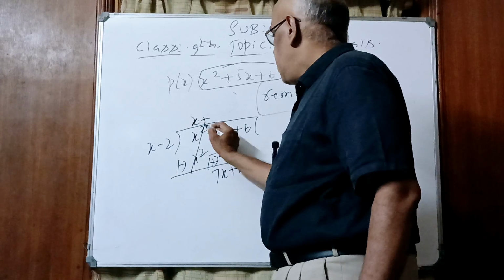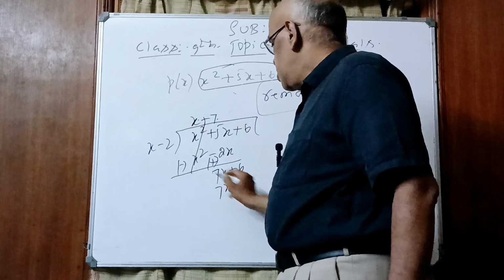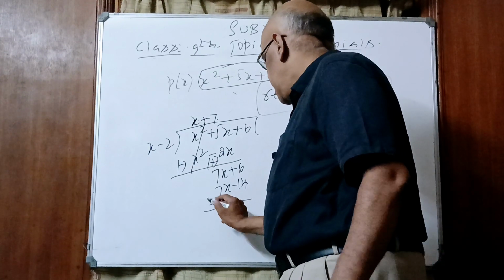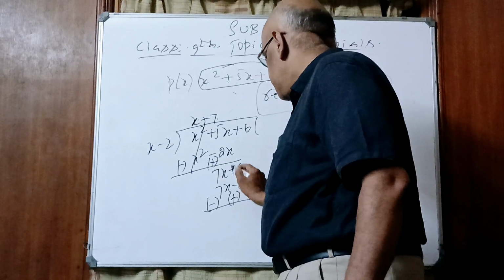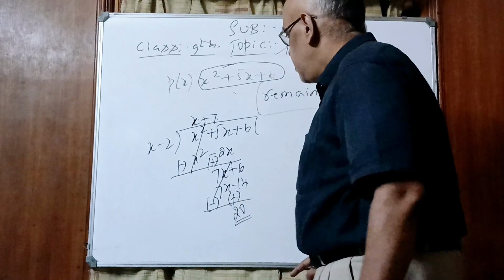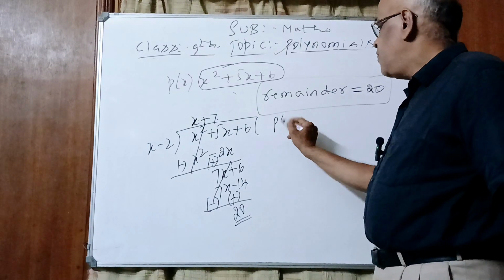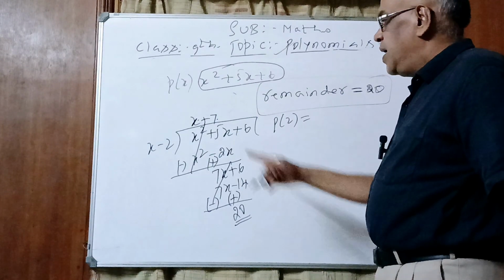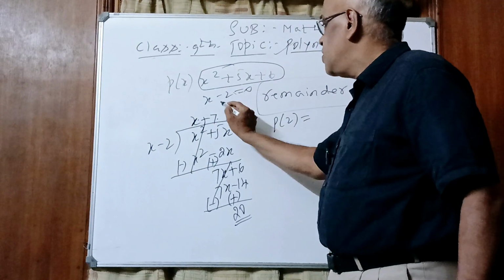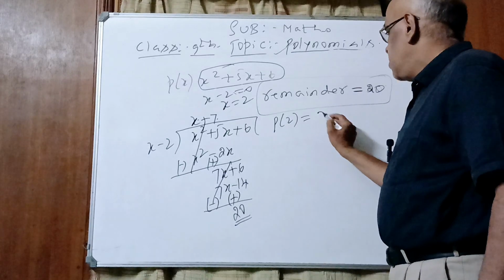So, multiply by 7. 7 into x, 7x. Plus into minus, minus 14. Minus, plus, 6 plus 14, 20. What is the remainder? 20. Put x minus 2 equal to 0, the factor. So what is the x value? 2. Put 2 here. Wherever x is there, put 2.